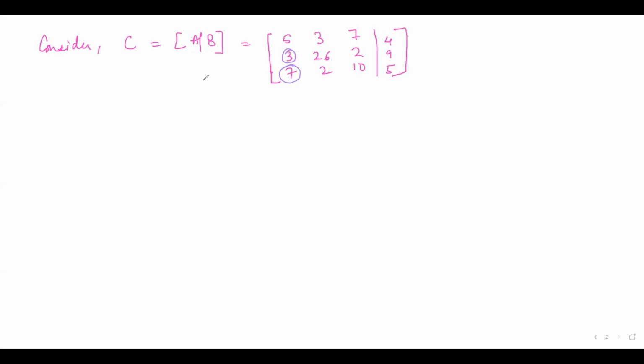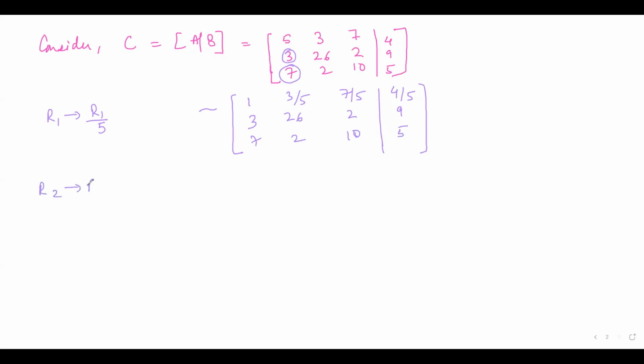So either you can make the first row 1 to make it simpler. So 1, 3 upon 5, 7 upon 5, 4 upon 5. So the other rows would be the same right now. Now the elementary row operations would be row 2 minus 3 times of row 1, row 3 minus 7 times of row 1. So these become 0.